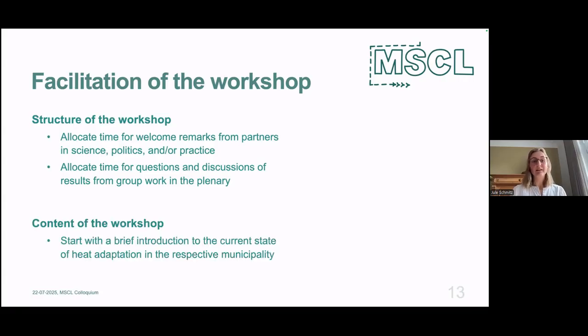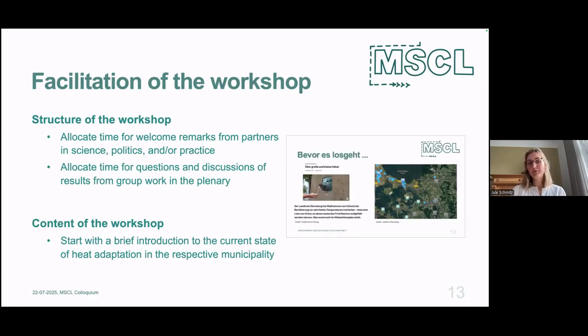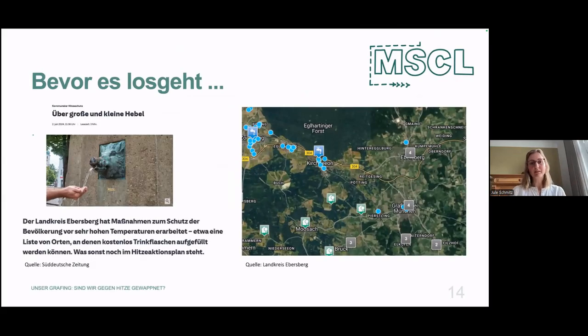And regarding the content of the workshop, it was also really helpful to start with a brief introduction into the current state of heat adaptation in the respective municipality. We tested this in Pilot Workshop 3, where the climate adaptation manager gave a brief introduction on measures that are currently being taken. And this could visually look like this a bit. So this was a slide that he used that showed a newspaper article and also a map with cool spots or water fountains. So yeah, this increased participant interest. This is what we know from observing the participants.